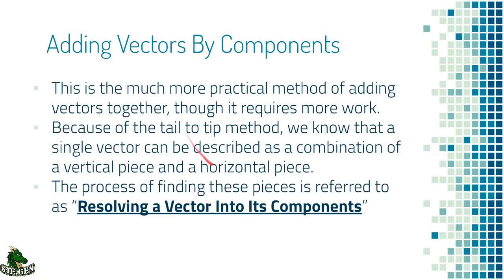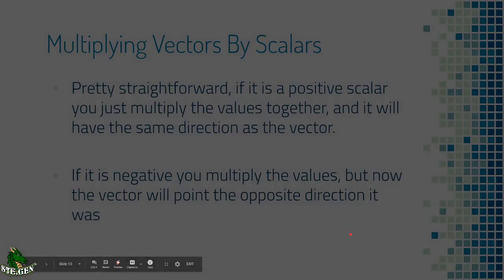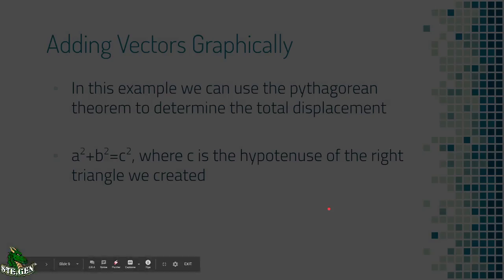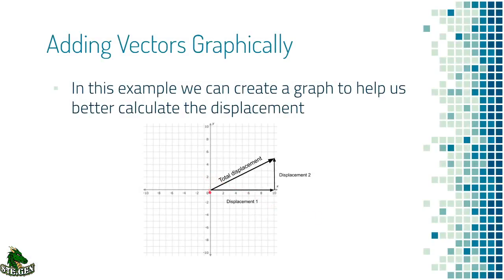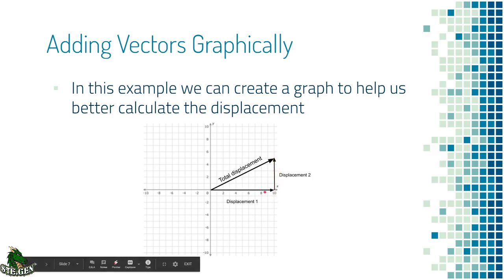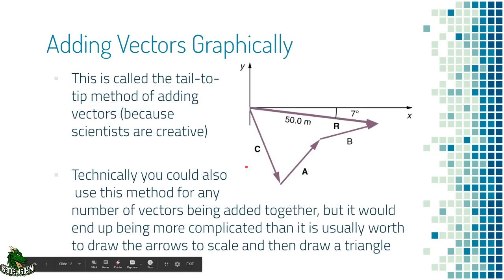The process of finding these pieces is going to be referred to as resolving a vector into its components. And if I back up to this earlier example here, we said that this vector was the sum of these two parts. We could also flip that around. These two vectors are the two parts that compose this vector right here. So if you were given this vector and it just points off some random direction, you could break that into a certain distance it had to move along the x-axis and a certain distance it had to move along the y-axis. And this is where our trig is going to come in.